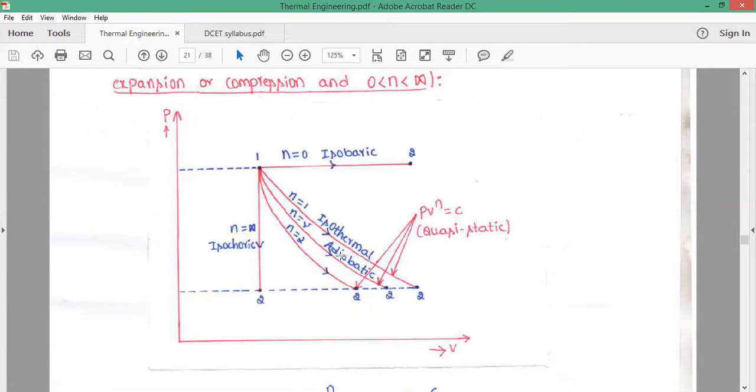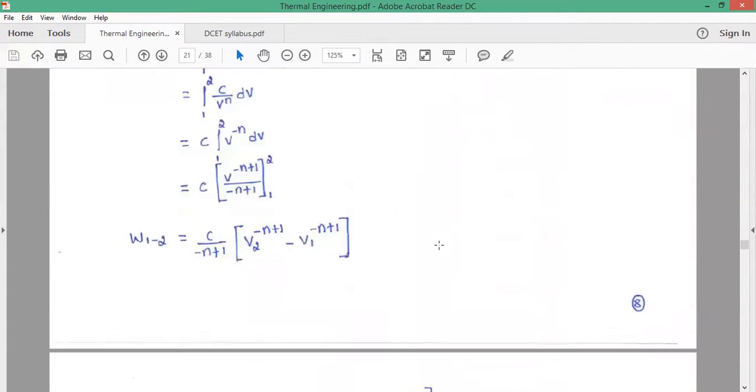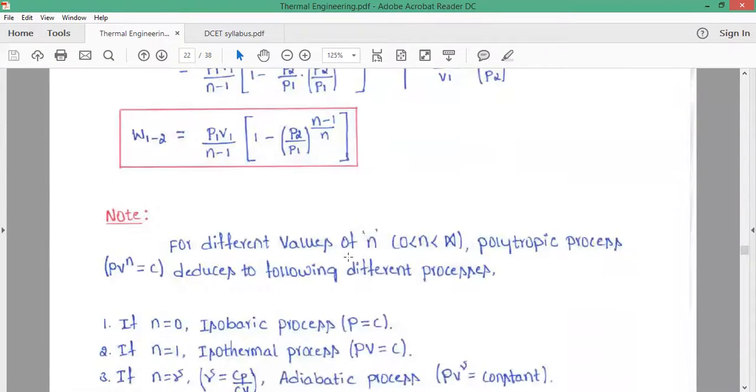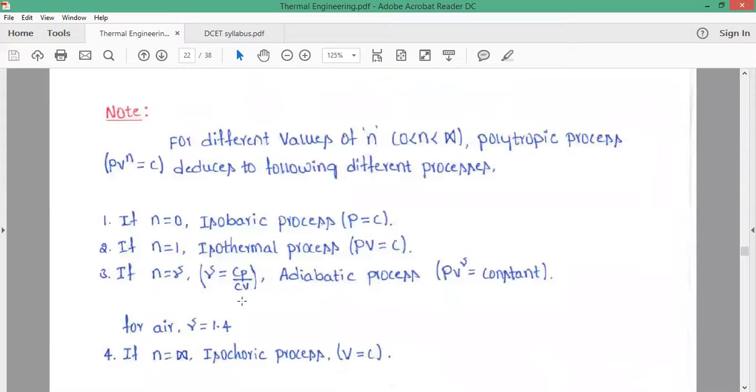Then if I substitute n equal to gamma, that is the ratio of specific heats, Cp by Cv, then we are going to get an adiabatic process, right? Now this is the general equation, P1 V1 minus P2 V2 divided by n minus 1. Okay, everything is written here.